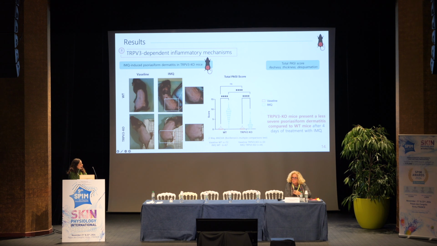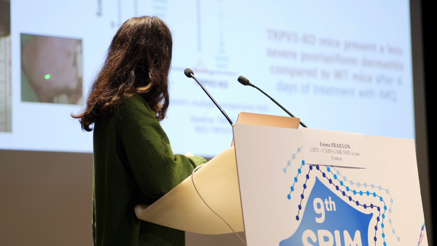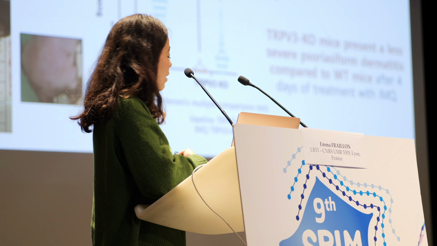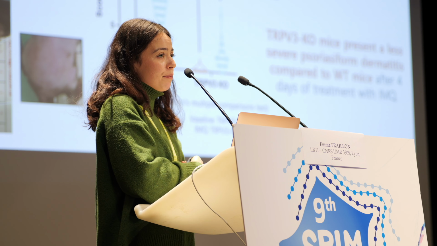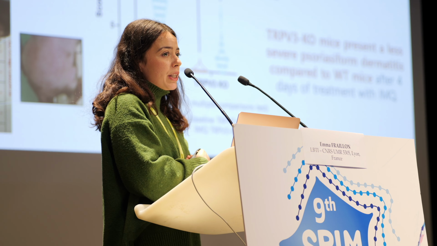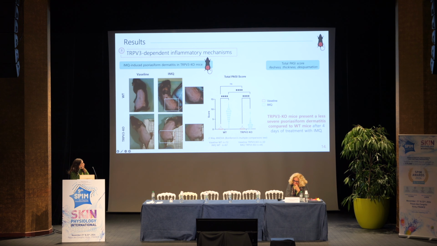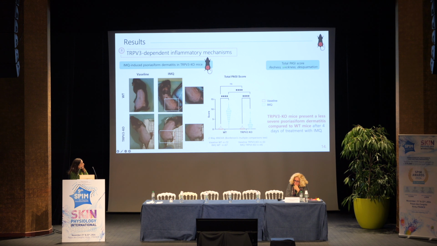Here, the first thing we noticed was that following imiquimod treatments, TRPV3 KO mice seem to present a less severe psoriasiform dermatitis compared to wild-type mice. To quantify this, we calculated a PASI-like score, which is a clinical score used to quantify psoriasis severity based on the visual evaluation of skin redness, thickness, and desquamation.